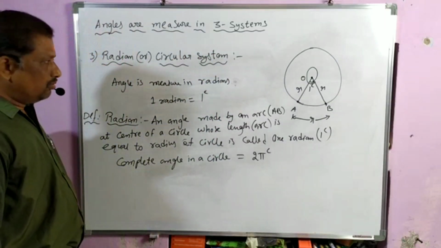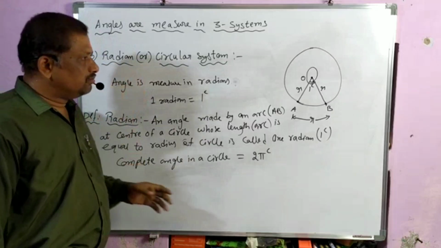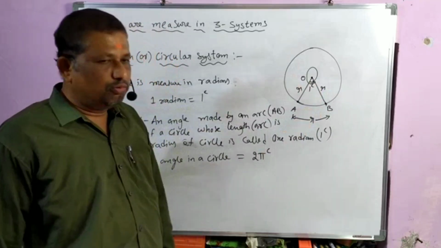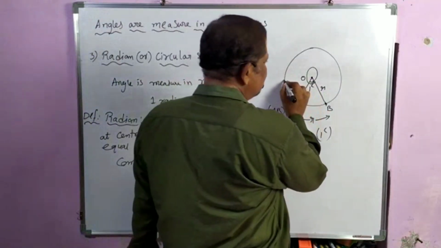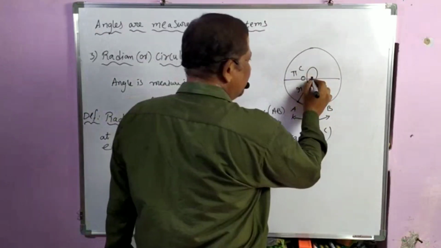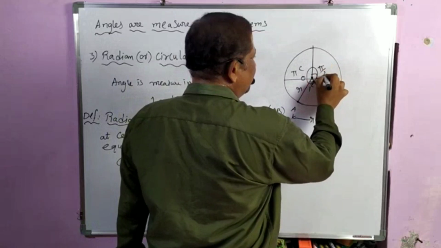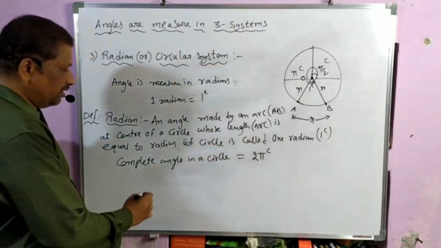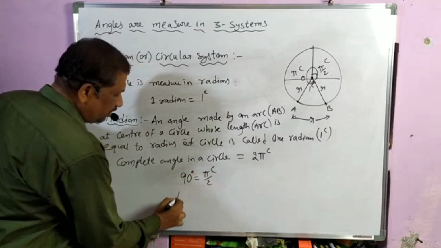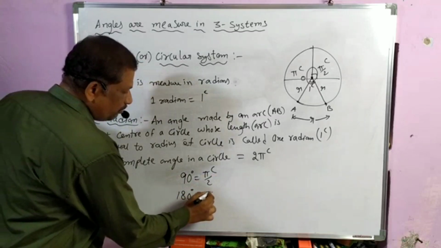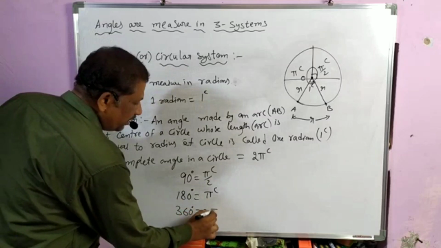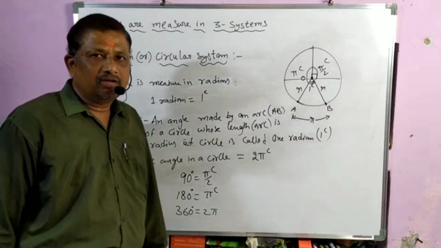So now the 3 systems are over. In the radian system, we measure angles in radians. The complete angle of a circle is 2 pi radians. So the angle in a semicircle is pi radians. So a right angle is equal to pi by 2 radians. That means 90 degrees is equal to pi by 2 radians, 180 degrees is equal to pi radians, and 360 degrees is equal to 2 pi radians. Okay, clear?